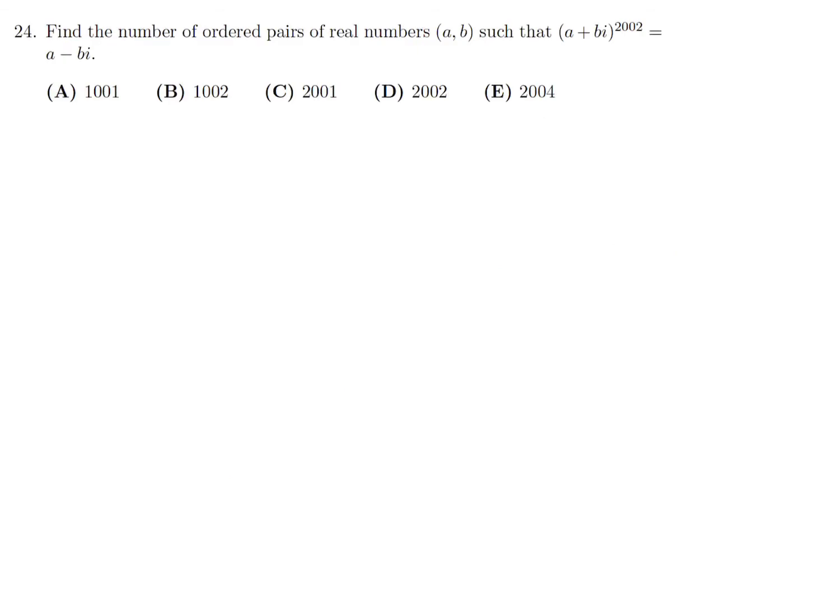Find the number of ordered pairs of real numbers such that (a + bi)^2002 is equal to a - bi. All right, so let's make some substitutions. I'll let z equal a + bi.